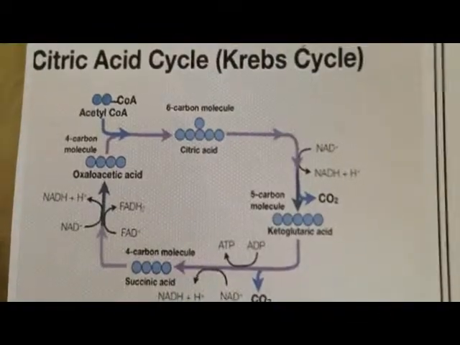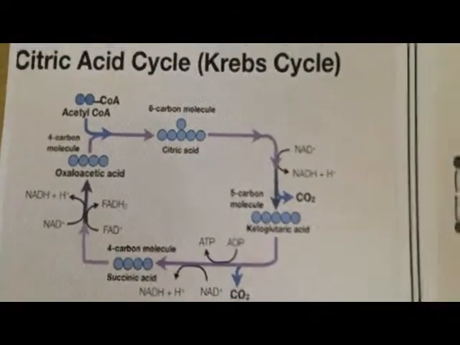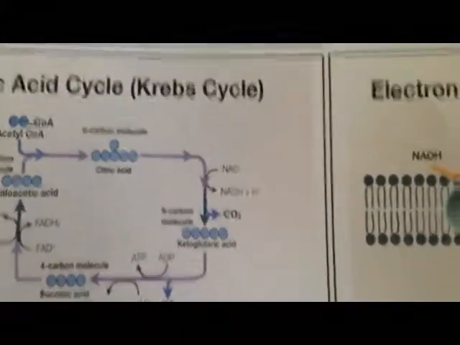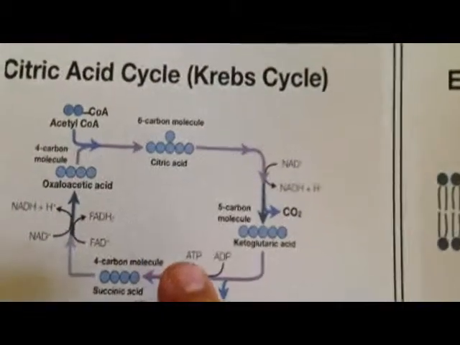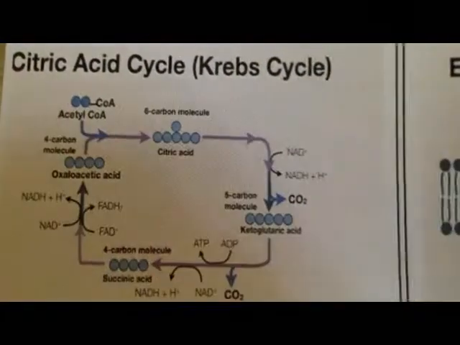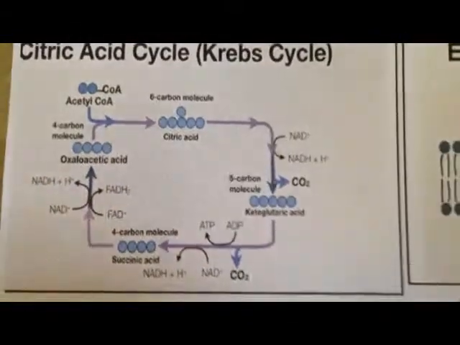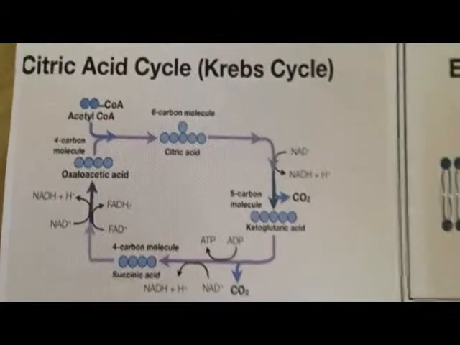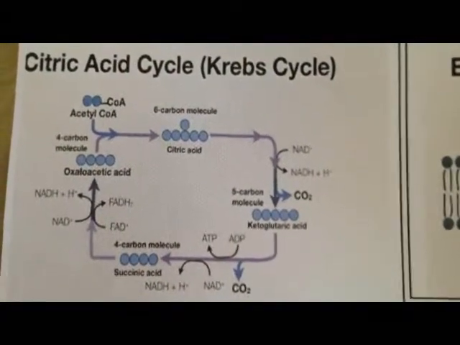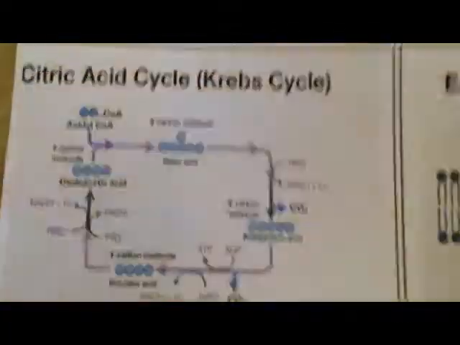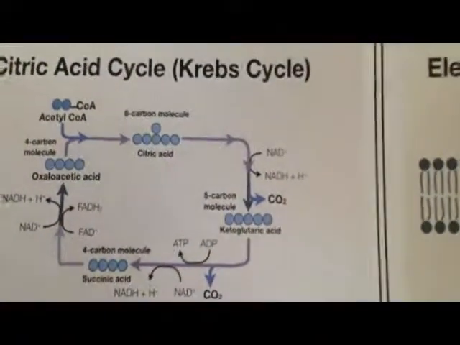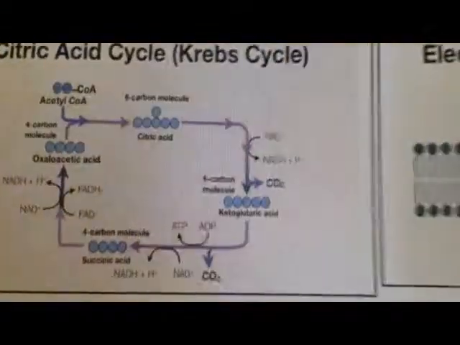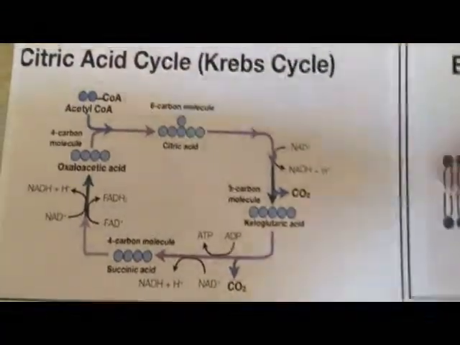Now, this brings us to the citric acid cycle, or the Krebs cycle, a series of reactions that breaks down acetyl-CoA to form one molecule of ATP, 3 molecules of NADH, and 1 molecule of FADH2. CO2 is a byproduct of the Krebs cycle. We don't use it, plants use it. When we breathe out, it comes out. And you can see that in the diagram here.